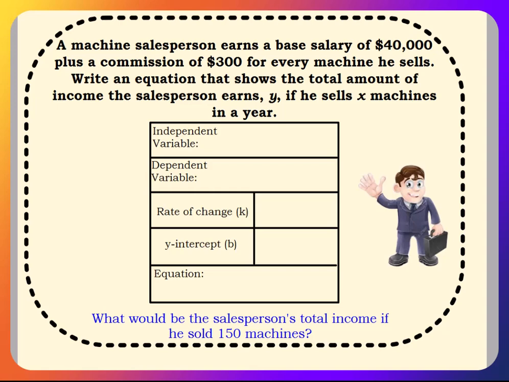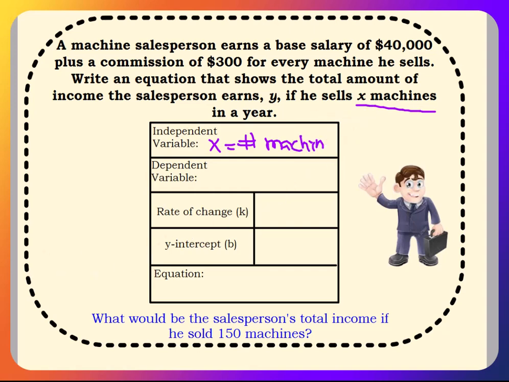Okay, we have the situation. A machine salesperson earns a base salary of $40,000 plus a commission of $300 for every machine he sells. Write an equation that shows the total amount of income the salesperson earns, Y, if he sells X machines in a year. Okay, again, identify the independent, dependent variable. It says X machines.